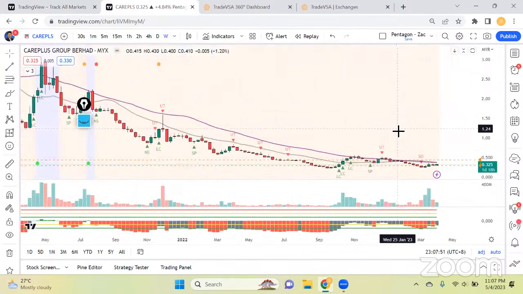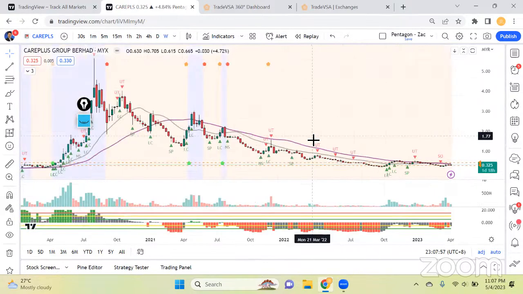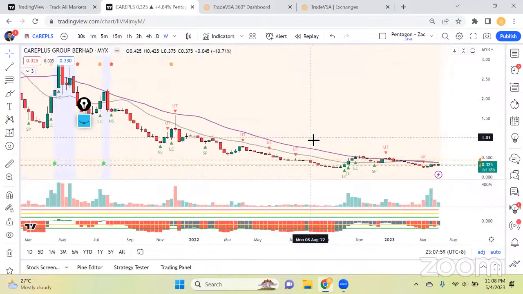Now the weekly chart, let me check again on my weekly chart. Obviously there are two areas that came with very high volume, and if you notice as well, there are some changes in terms of the trend.